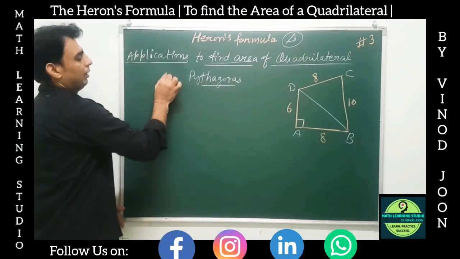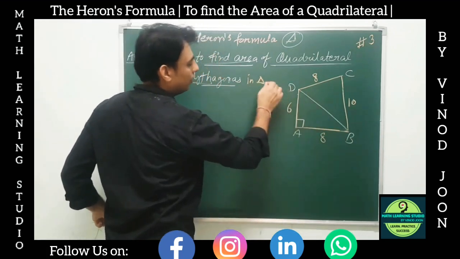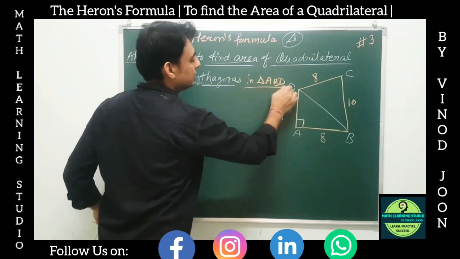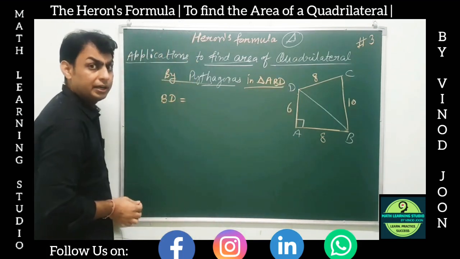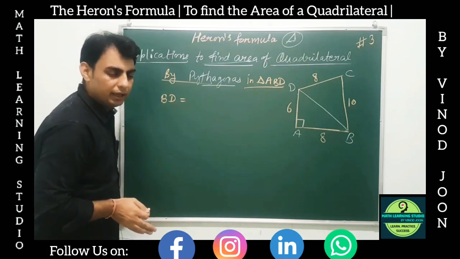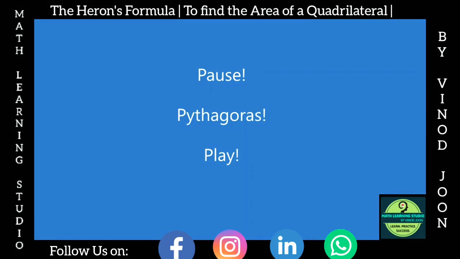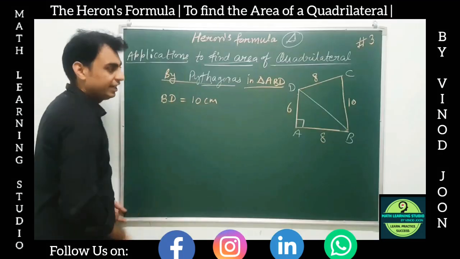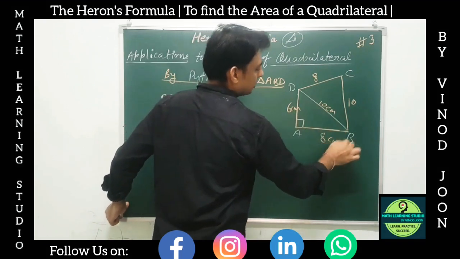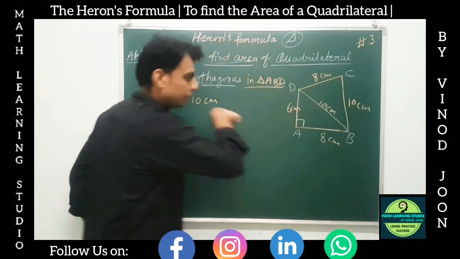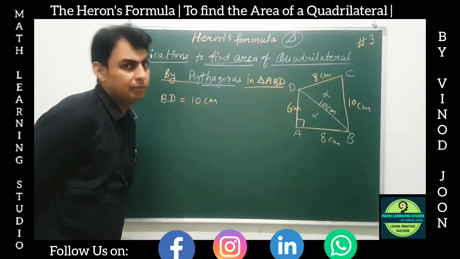So we'll write, by Pythagoras theorem, in which triangle? We are talking about ABD. In this triangle, we can find the length of BD. I am writing it directly. You can pause the video and find your answer on your own. So it will be 10 centimeters. Yes, this will be 10 centimeters. Let me write centimeter, centimeter, centimeter. And now what? We have to find these two areas, add them, get the answer.